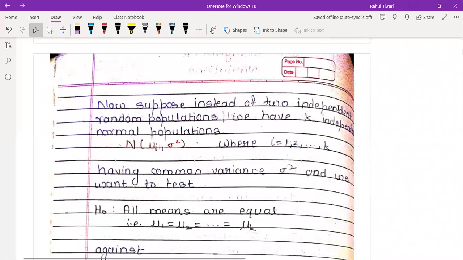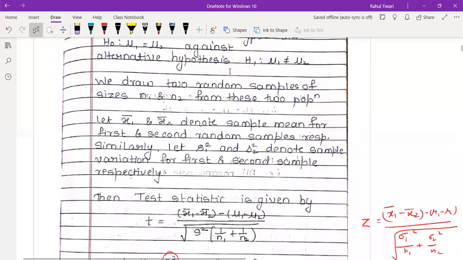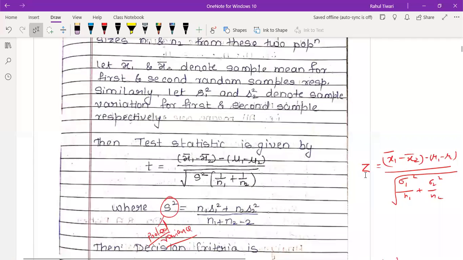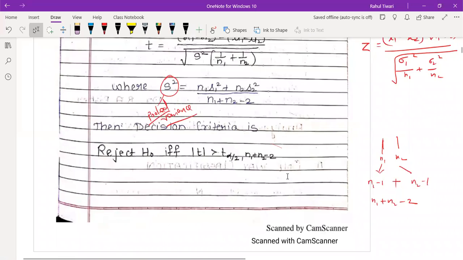But suppose instead of two populations, we have k independent populations. Now with two populations, mu1 and mu2, you are interested in checking mu1 equal to mu2 versus mu1 not equal to mu2. Then you can apply the t-test, and that criteria you already know. So I'm just keeping that.